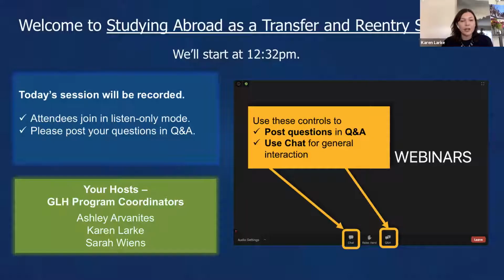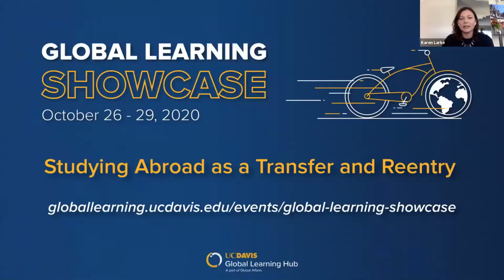Today, my colleagues and I from the Global Learning Hub will be dispelling misconceptions about studying abroad as a transfer and reentry student, as well as talking about some key benefits of doing an abroad program. We will share some examples of programs with UC Davis and UC EAP. We want to show you that there is a wide variety of programs available that will fit most of your academic plans and your interests in particular. Lastly, we've invited a panel of transfer and reentry students to join us to talk about the process and tips on studying abroad. So let's get started.